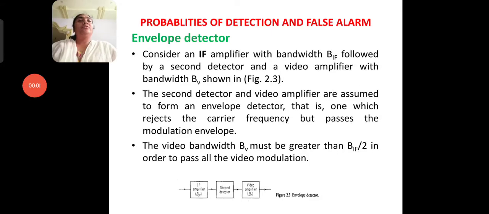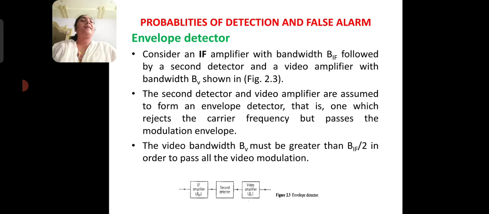So today we are going to discuss the probability of detection and false alarm. First we have to consider the envelope detector in the radar system. In this envelope detector we have to consider the IF amplifier, second detector and video amplifier.